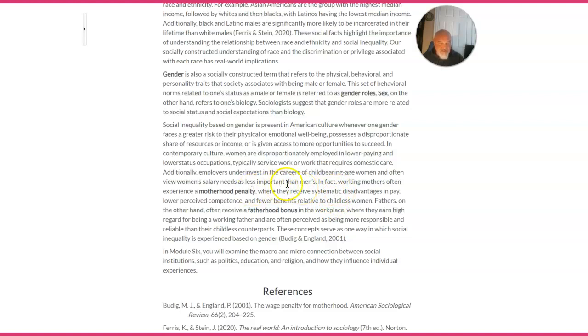I grapple with this language. It's not a question by law. It's not that their salary is less important than men's. It's that women are forced to take time off, which negatively impacts their careers, whereas men are not. Okay.